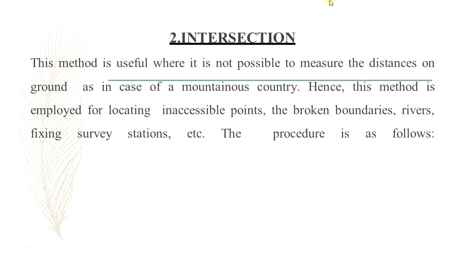The next method of plane table surveying is intersection. This method is useful where it is not possible to measure the distance on the ground, as in the case of mountainous country or hill country, or where there is a disturbance, or a river area. At that time we have to use the intersection method.